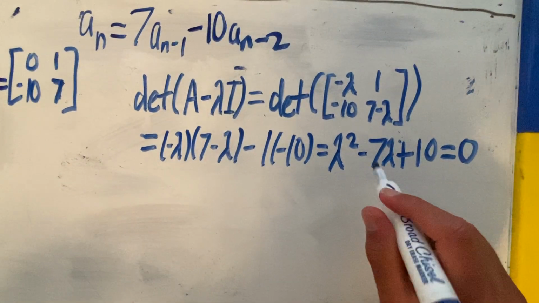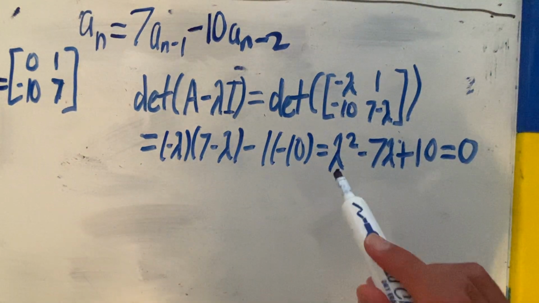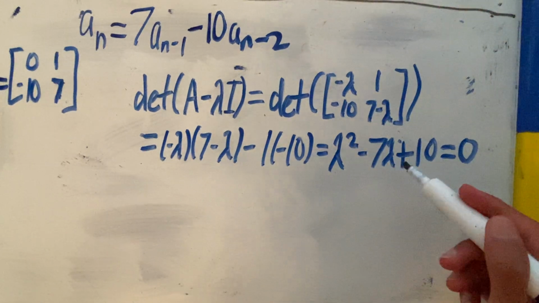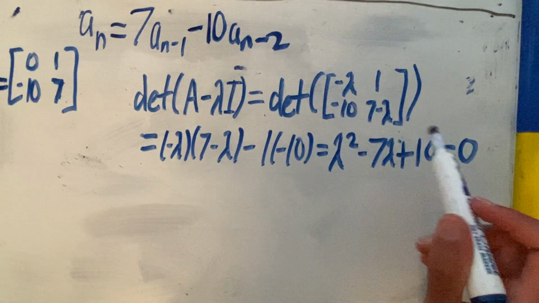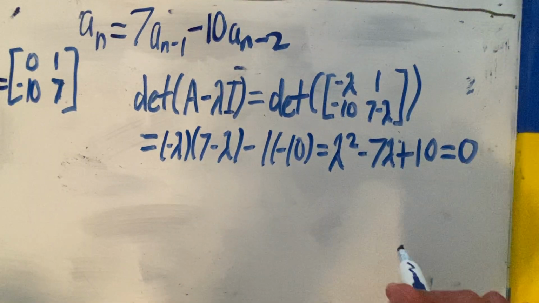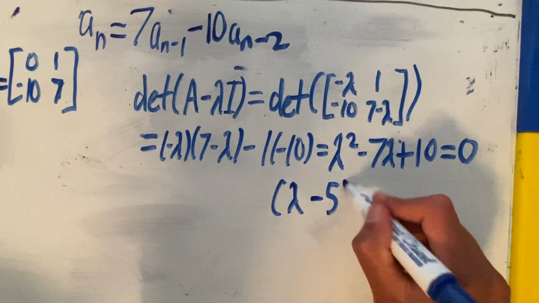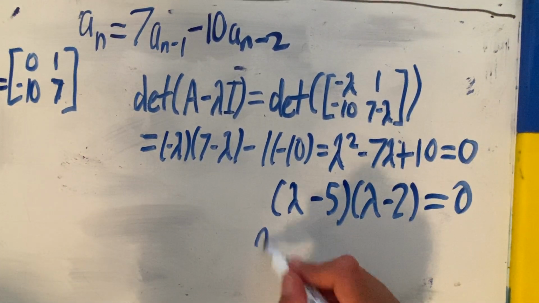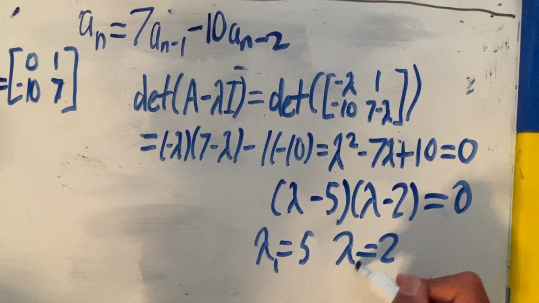This should look familiar. This came up also when we were using the method originally with alpha and just assuming that there was some alpha such that a sub n equals alpha to the n. And again, this is really just an equivalent of finding eigenvalues without knowing that you are finding eigenvalues. So this gives you lambda minus 5, lambda minus 2 equals 0, and so lambda equals 5 or lambda equals 2. So this is lambda 1, lambda 2.